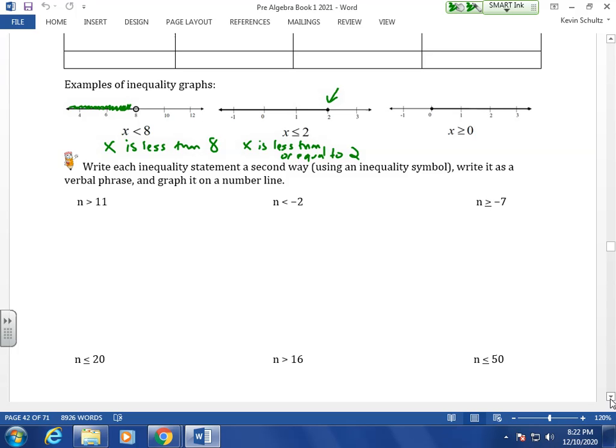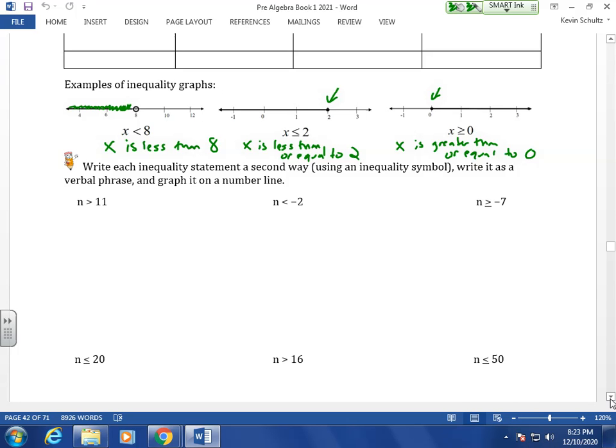If you have just the less than or greater than symbol, it's going to be an open circle because your solution number is not included. If you have that "or equal to" part, x is less than or equal to 2, and we see it again in x is greater than or equal to 0, it has that closed circle there. That "or equal to" part, we represent with a closed circle saying that, yes, that number is included.